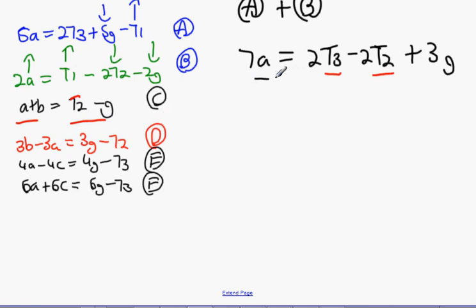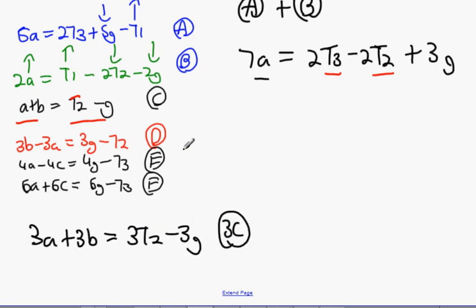I want A but I don't want the B. So I'm going to set this up in such a way that the B's will cancel in a simultaneous equation. So what I'm going to do is multiply the top and bottom by 3. So I'm going to get 3A plus 3B equals 3T2 minus 3G. This is 3C, 3 times equation C.